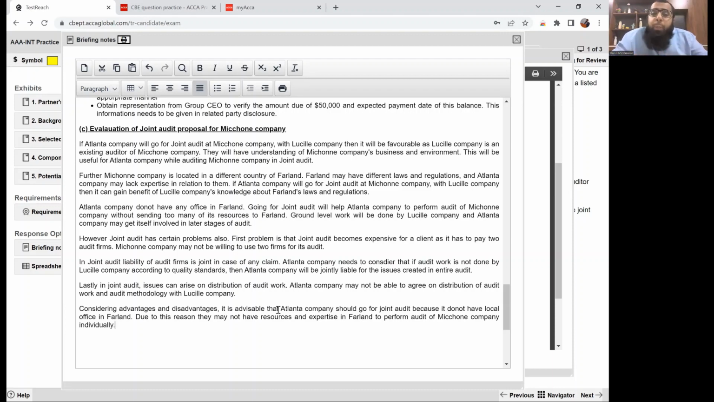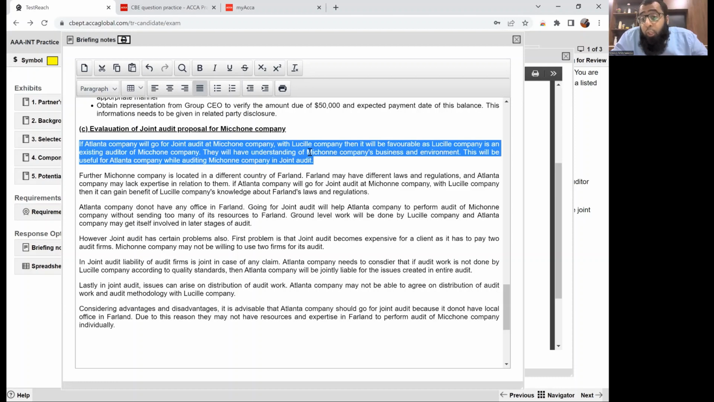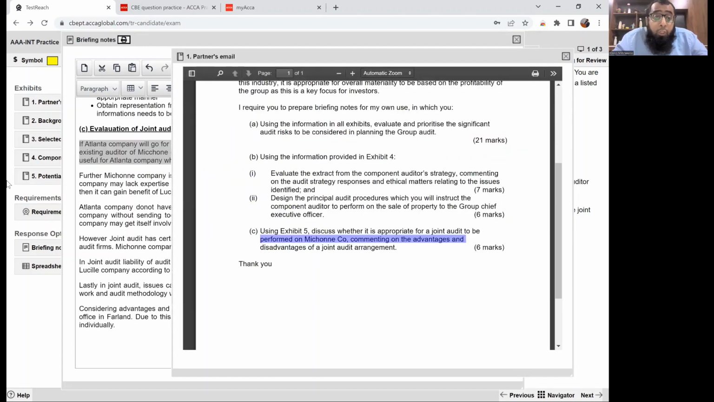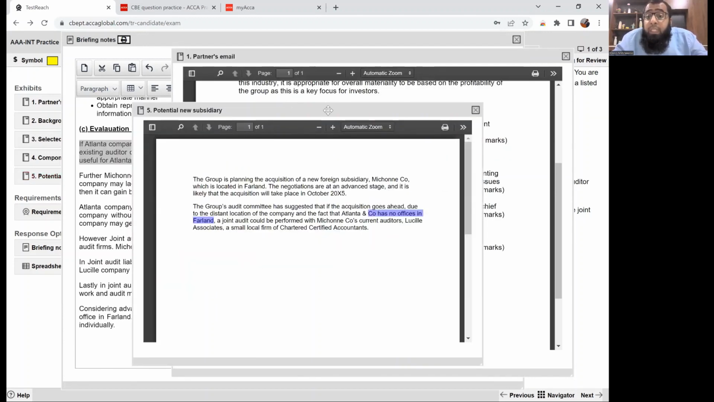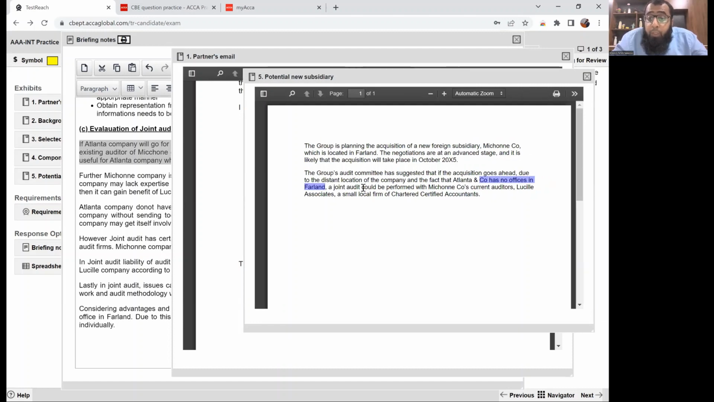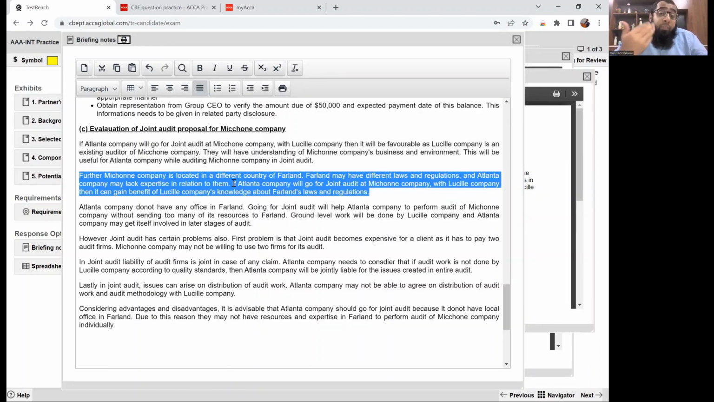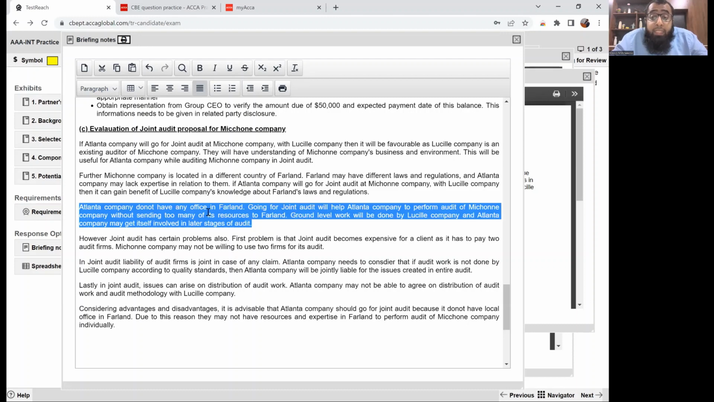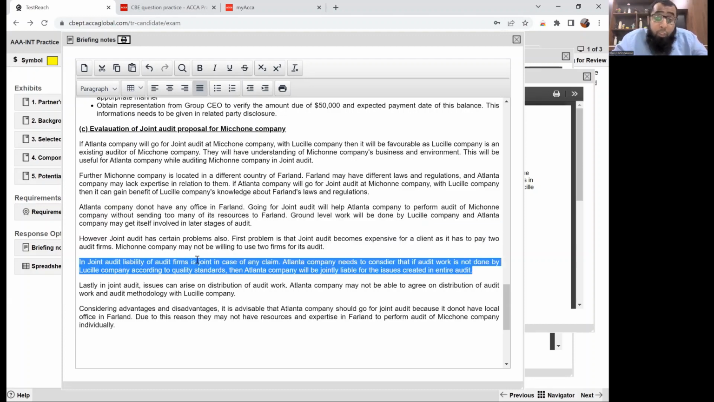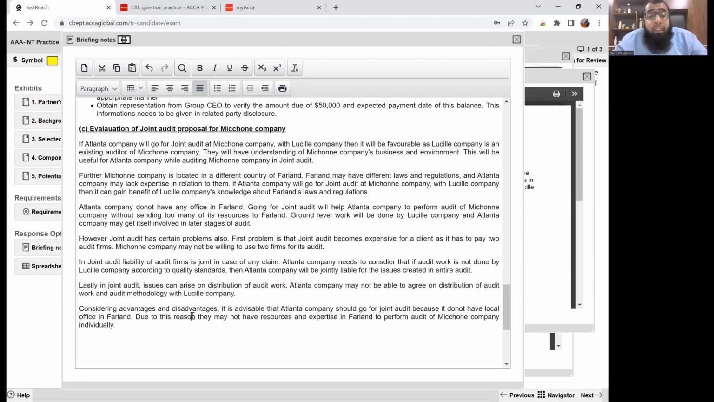So we have to evaluate the possibility of joint audit. You said that Lucille company is their existing auditor, so the existing auditor will have the expertise. Here it was written, joint audit could be formed with the current auditor, so the expertise will be shared. Then we said that since it's a different country, there will be a problem of regulations. Then we said that we don't have resources there. So going for joint audit is a better option. But then there were problems like expensive audit, joint liability, distribution of work, and then we gave an advice.